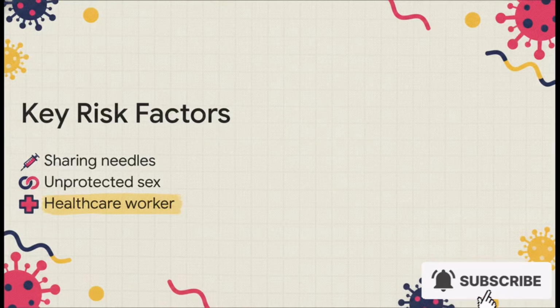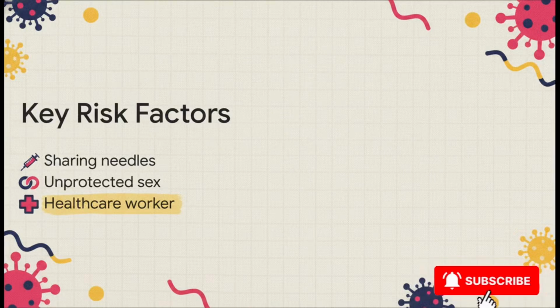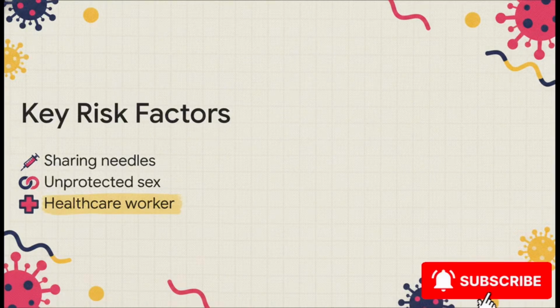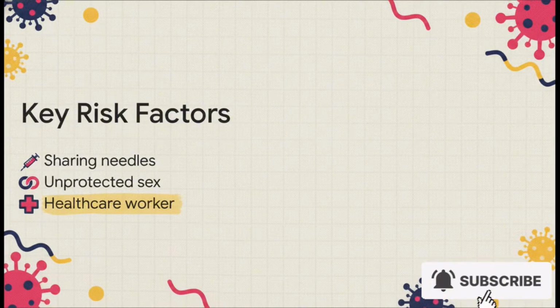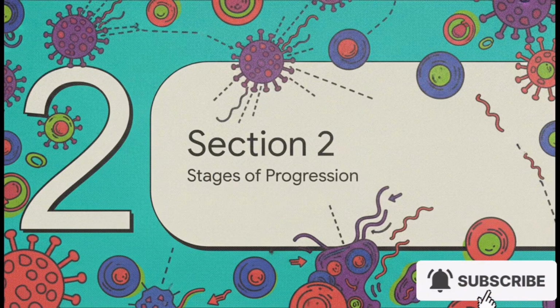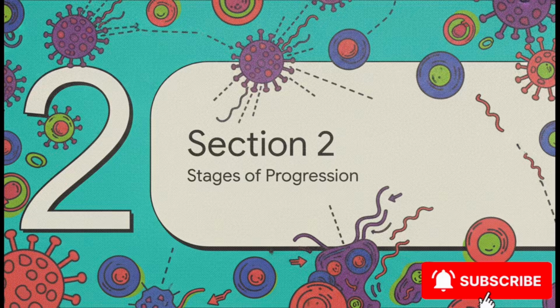But take a really close look at the bottom of that list. Healthcare worker. It is explicitly listed there. This is just such a vital reminder that occupational exposure is a real, everyday risk, and it perfectly sets up exactly why we need to talk about standard precautions a bit later in this explainer. Moving right along to Section 2, the stages of progression.